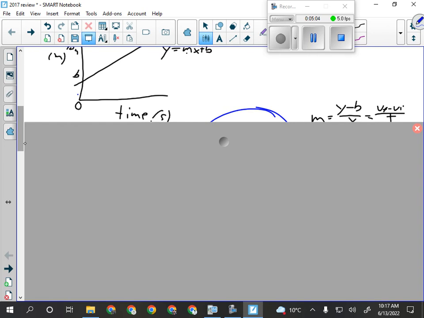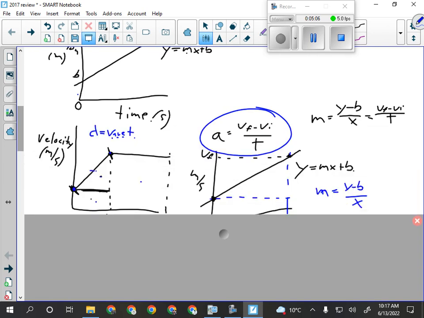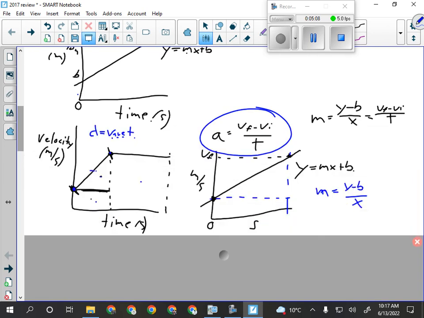Okay, and then we've got our velocity versus time graphs, same idea. The slope of the line on there is going to be our acceleration, because that's what y minus b over x translates to on this graph: final velocity minus initial velocity divided by time. Okay, you could be asked to calculate displacements, and you had to do that on your acceleration lab.